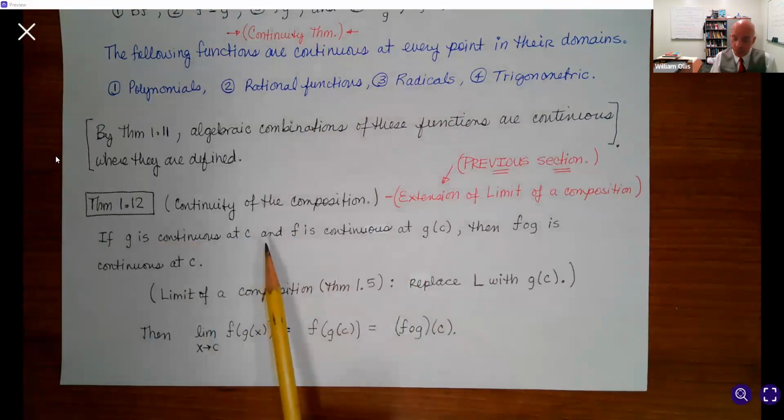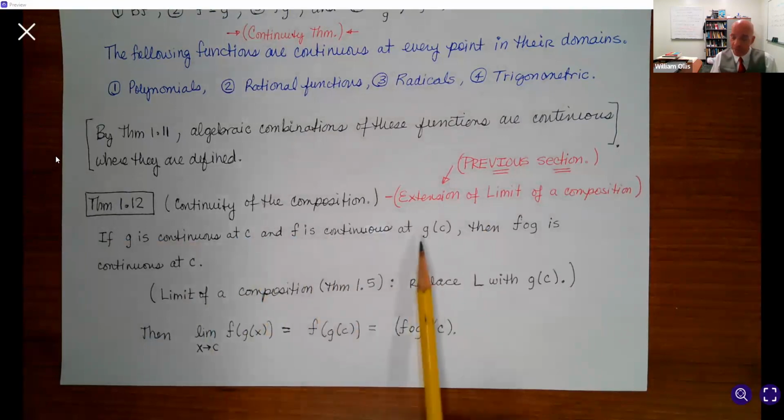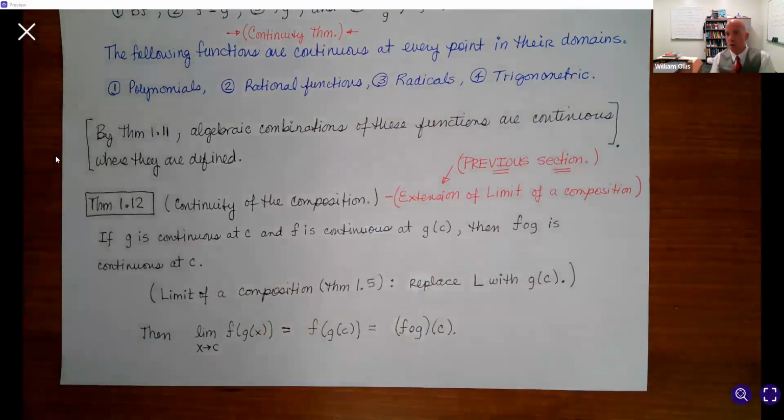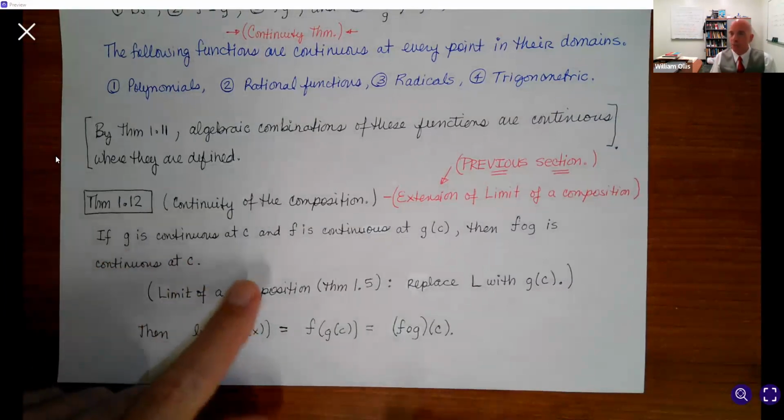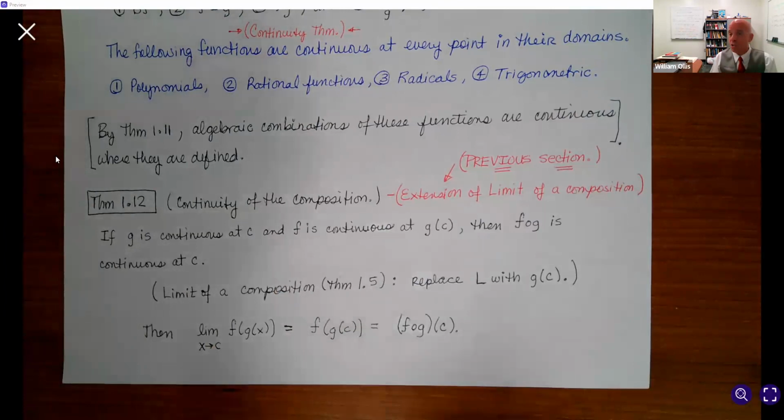So again, if a function G is continuous at C and F is continuous at G of C, then the composition is continuous at C. And so again, you're basically just running the limit process inside to the inner function like we did before with the limit, and taking the outer function of that value. So there's no change. We simply now, instead of just saying that the limit of G is L as X approaches C, we just say the limit is G of C. Okay, so because it's continuous there.